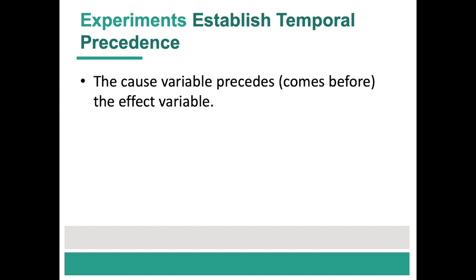Next thing it helps is that the cause variable precedes or comes before the effect variable. So the manipulation, the independent variable, comes before the one that we measure. So whatever that outcome is.